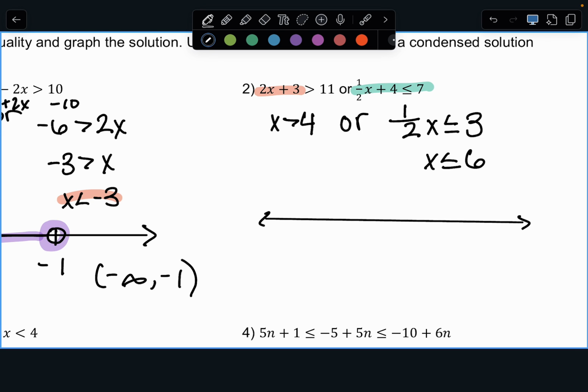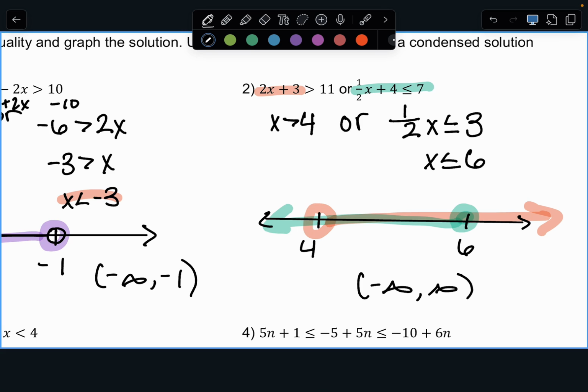Draw my number line. Here's 4. Here's 6. Open or closed circle for 4? Open. Right or left? Right. For 6, open or closed? Closed. Right or left? Left. Okay. Then we take a break and we look at our word. It's an or. Do I care about one color or all the colors? Just one. Do I have color over here at negative infinity? Yes. When do I stop having color? Infinity. So here, negative infinity to infinity.